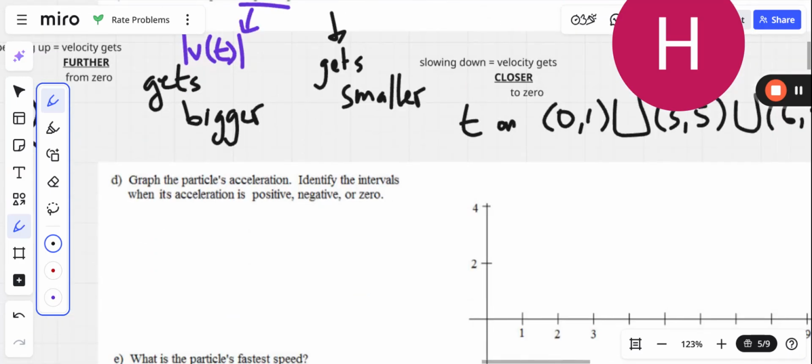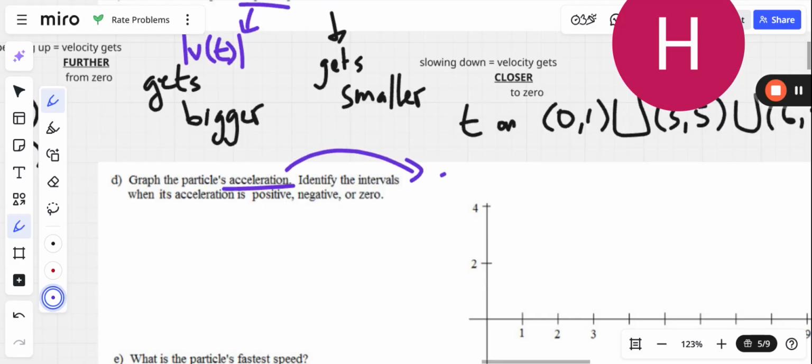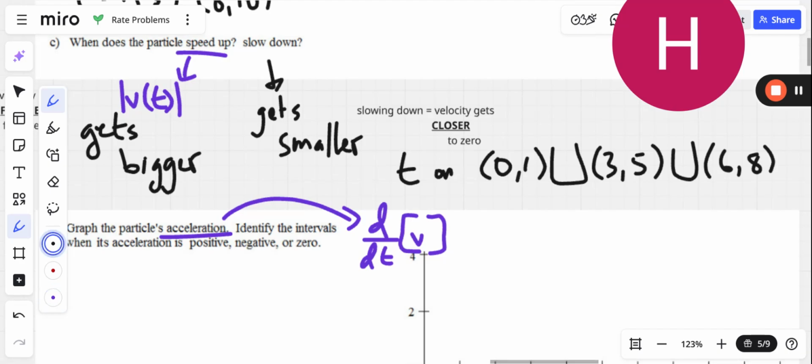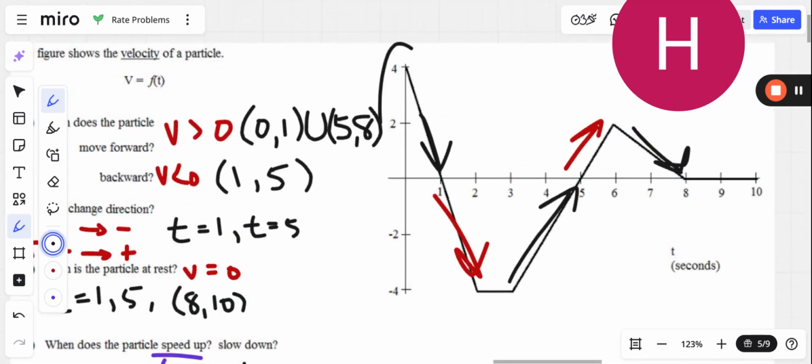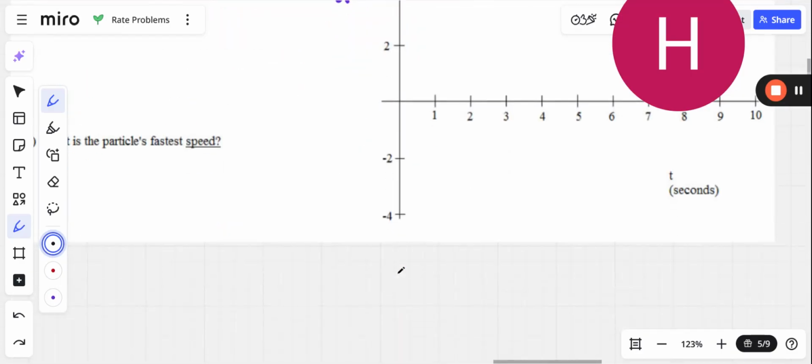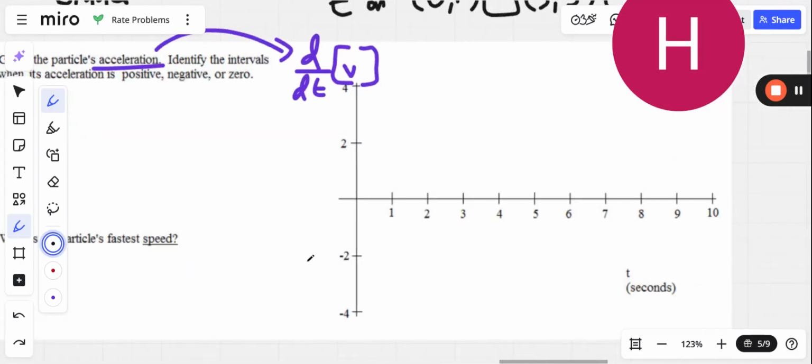Okay, part D wants us to graph the particle's acceleration, and we want to identify when the acceleration is positive, negative, or 0. So remember that this is the derivative of the velocity with respect to time. So the slopes. And we can easily plot the slopes by just checking the slope of these line segments here. So this first line segment goes down 4 over 1, down 4 over 1. That's for the first 2 seconds. So we're going to be at negative 4 for the first 2 seconds.